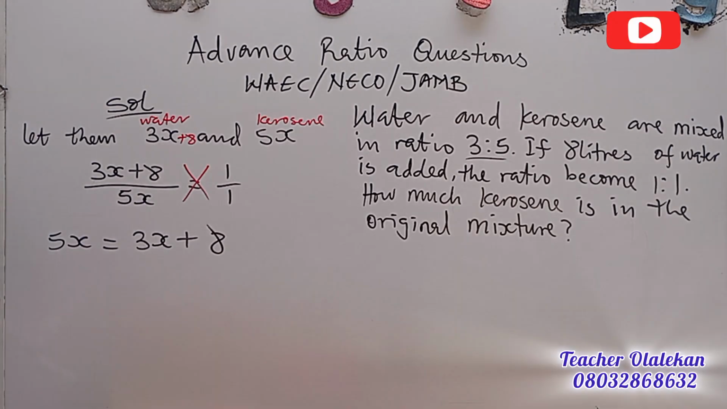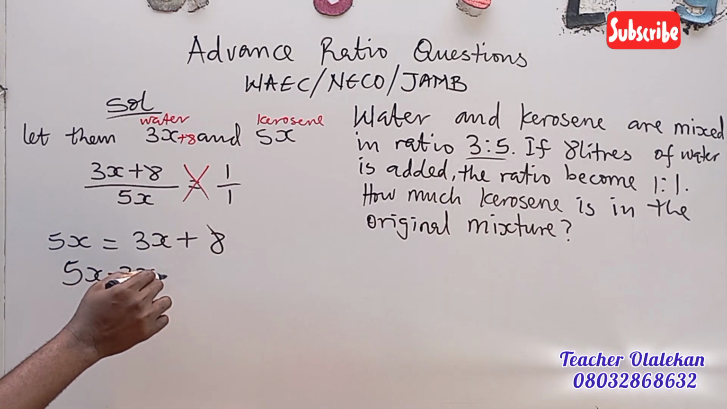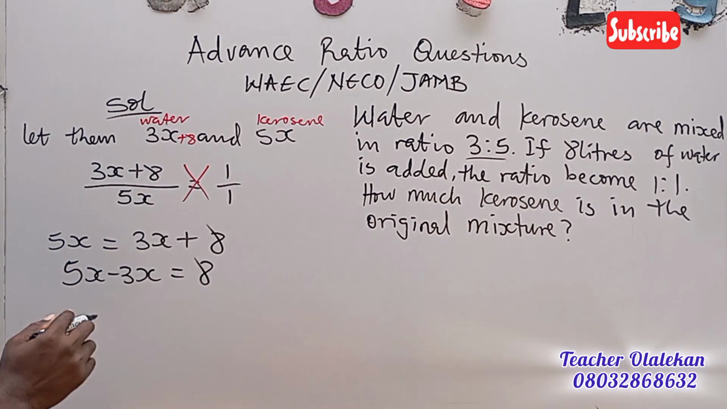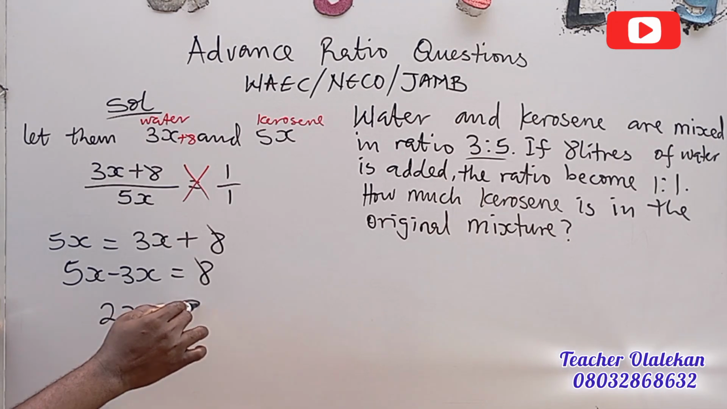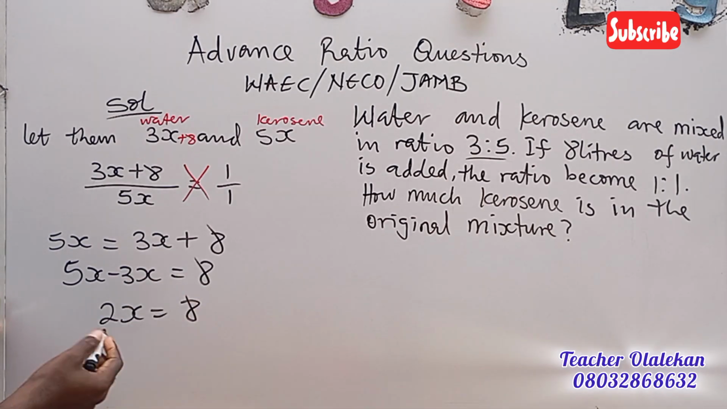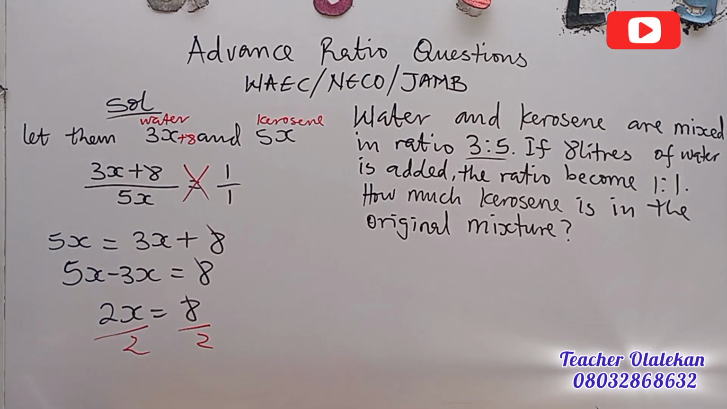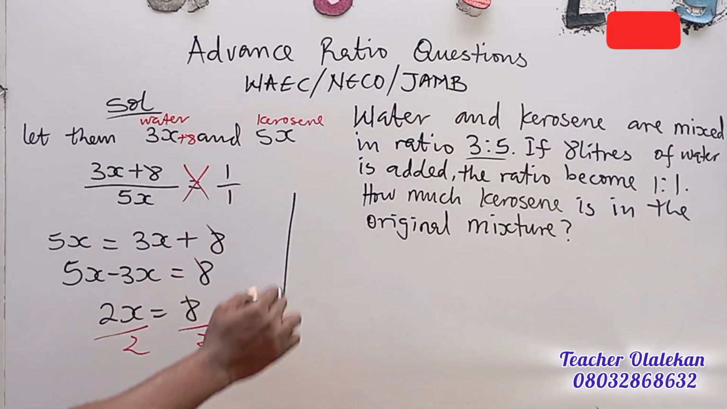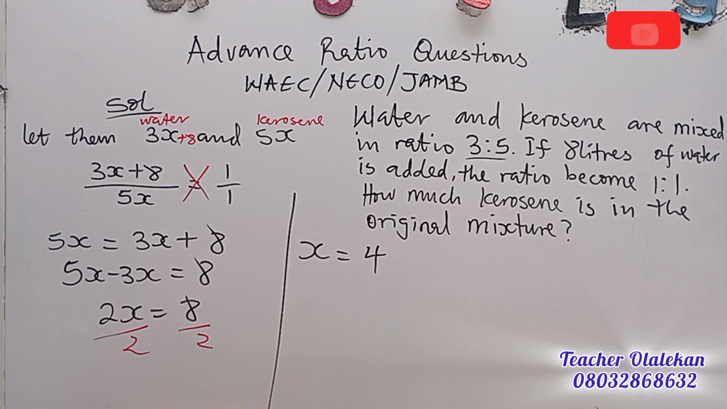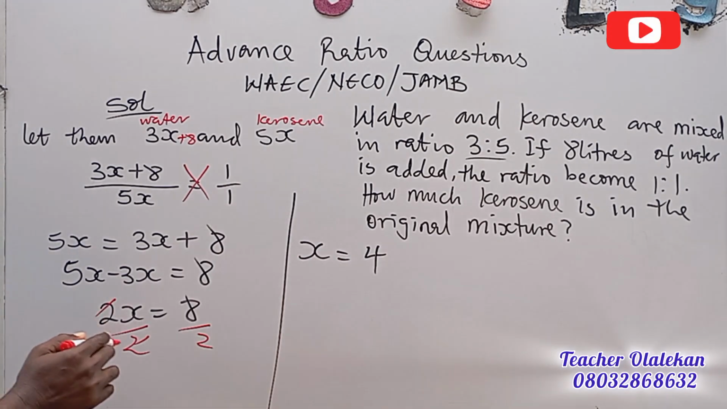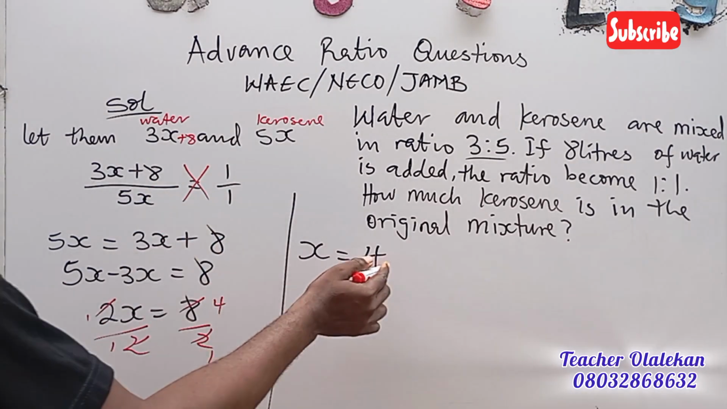So that becomes 5x minus 3x is equal to 8. This becomes 2x is equal to 8. And for our x, we divide both sides by 2. So our x is equal to 4. Two divided by 2 is 1, and 8 divided by 2 is 4. So that's how we got our x to be 4.